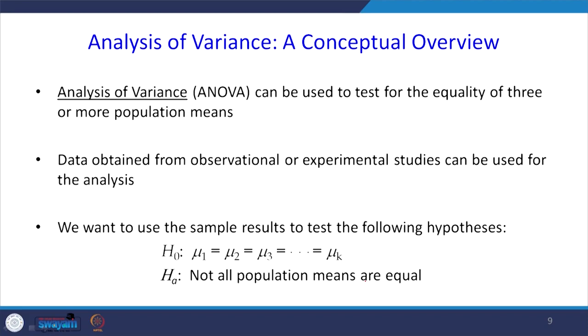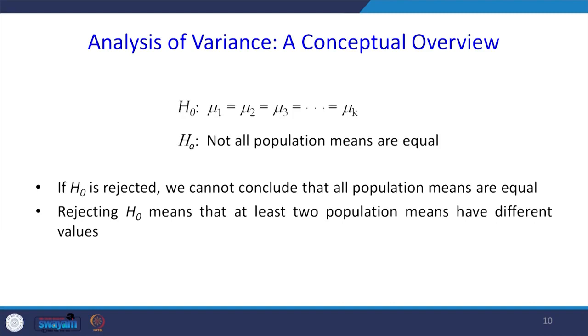H naught equal to mu1 equal to mu2 equal to mu3, it may be n number of columns. Alternative hypothesis is not all population means are equal. H naught equal to mu1 equal to mu2 equal to mu3. HA is not all population means are equal.